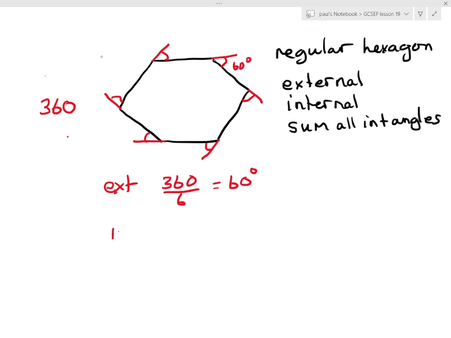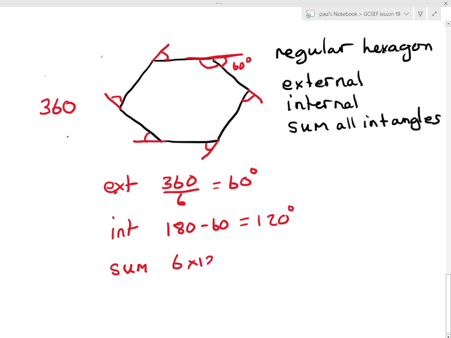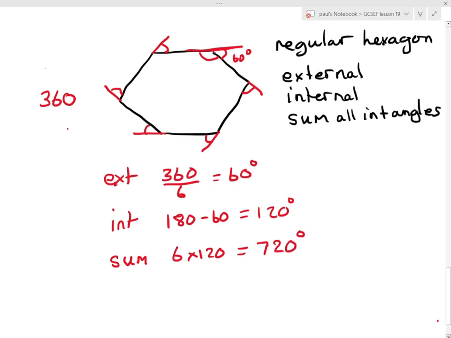Now the internal angle is this one. Now this is on a straight line now. And angles on a straight line add up to 180. So the internal angle will be 180 minus 60, which equals 120. And the sum of all the internal angles, we've got 1, 2, 3, 4, 5, 6, will just be 6 times 120, which is 720 degrees.